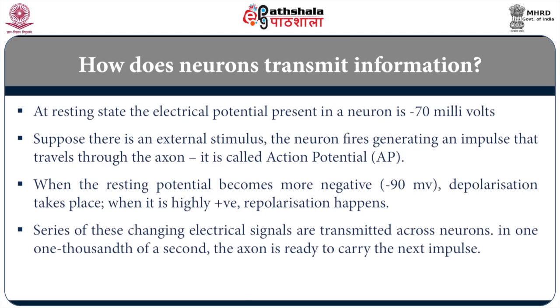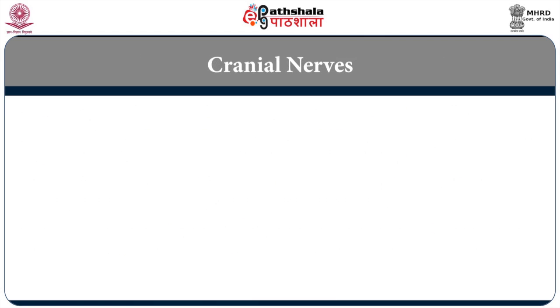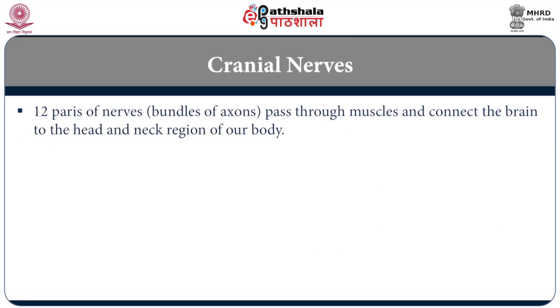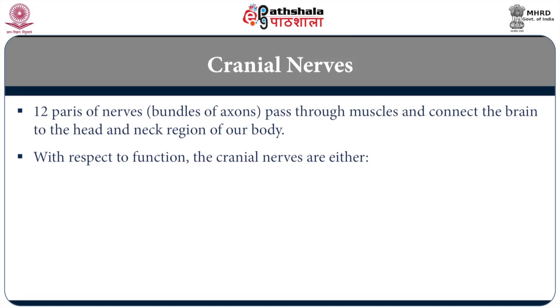Now, I have said the peripheral nervous system is made up of cranial nerves, and I said there are 12 pairs of cranial nerves which pass through muscles and connect the brain to the head and neck region. With respect to function of cranial nerves, there are three major functions. Out of these 12 cranial nerves, some of them are purely sensory. Say for instance, olfactory carries the sense of smell, optic carries the visual information, auditory takes the auditory information to the brain. These are all sensory cranial nerves.